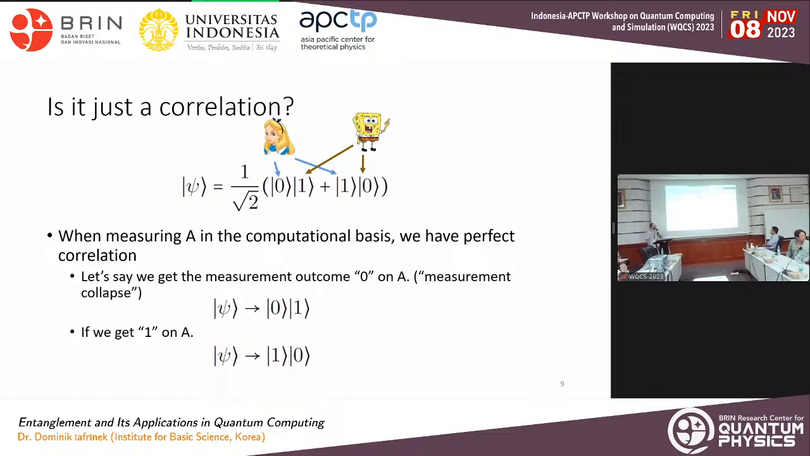When measuring in the computational basis, we have perfect correlations. So in the computational basis, when we measure in the basis 0 and 1, there's perfect correlation. Let's say Alice gets 0, then the state collapses and Bob gets 0 as well. So if she measures 0, it means a 100% chance of correlation. If we randomly obtain the outcome 1, then the probability is 0.